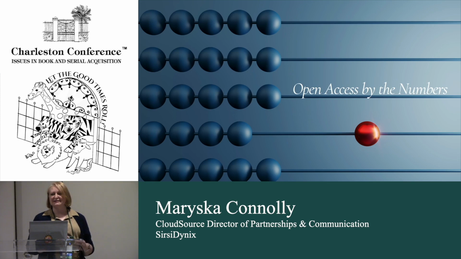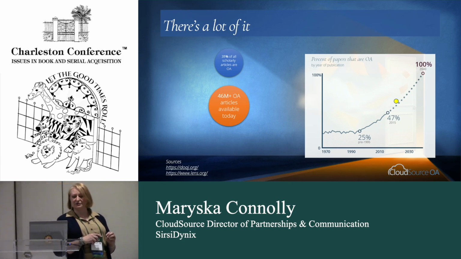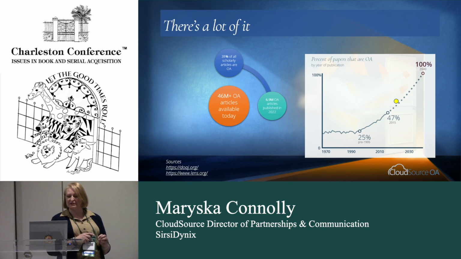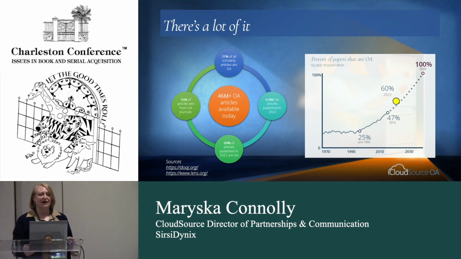Let's look at open access by the numbers. There's a lot of it. We've got about 60 million open access scholarly articles right now. 3.4 million open access articles were published just in 2022, which is about 60% of all articles published that year. But only about 16% of them come from the DOAJ, or the Directory of Open Access Journals. So that covers your fully open diamond and gold journals.